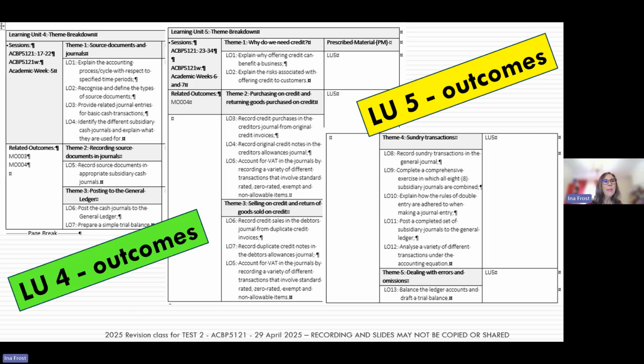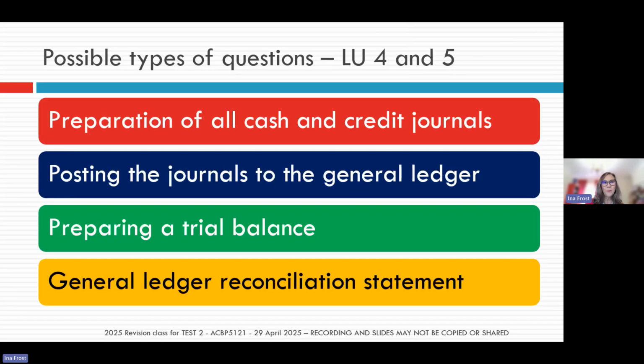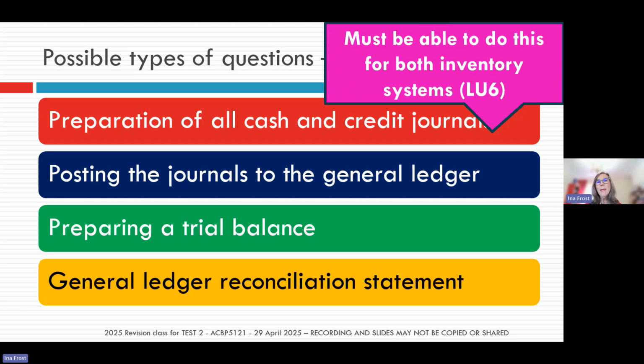Up on this slide at the moment are your learning unit 4 and 5 outcomes. When it comes to learning units 4 and 5, remember you must be able to prepare both your cash and credit journals. You need to be able to post these journals to the general ledger and properly prepare and balance a general ledger account. You need to be able to do a simple trial balance. And then the last thing you need to be able to do is the general ledger reconciliation statement, or in other words, how to fix a trial balance that's not balancing. So those are the 4 major groups of questions that we can ask you from Learning Units 4 and 5. And remember, as we spoke about in our previous session, you need to be able to do that for both inventory systems.